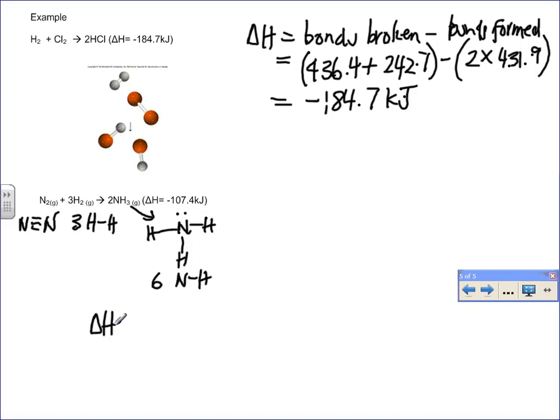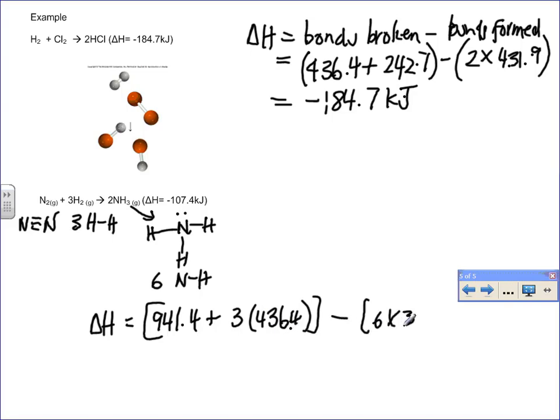So for delta H, we take the sum of the energy needed to break the bonds, and we subtract the energy released when we form the 6 new bonds at 393 each, and you're left with negative 107.4 kilojoules.